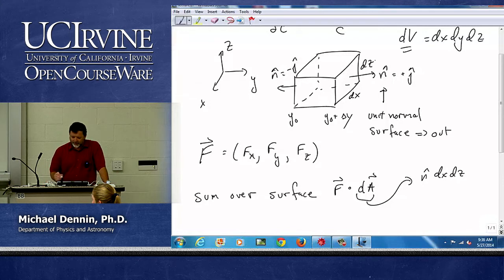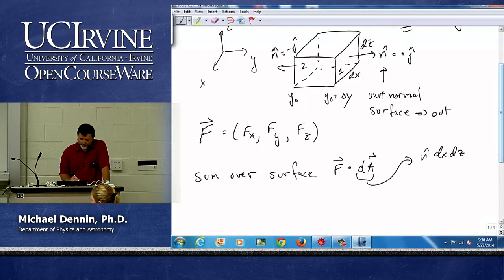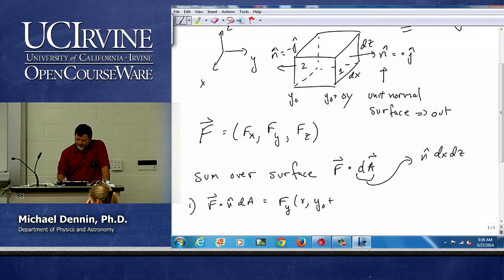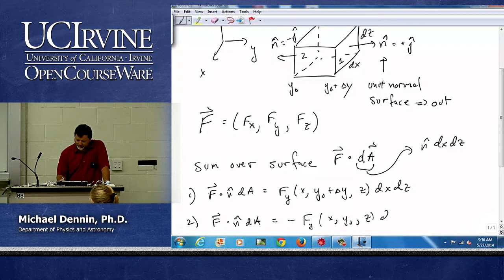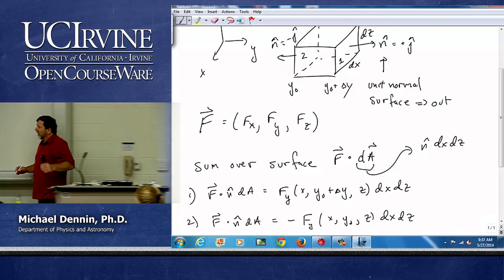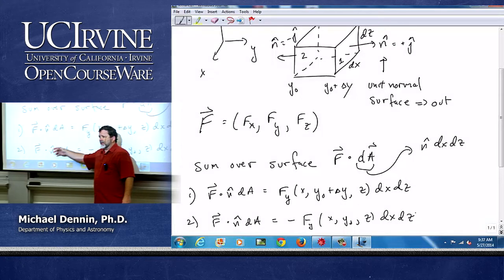And n hat is plus or minus j hat, so if I consider this to be surface 1 and this side to be surface 2, for those two surfaces, I get the following two pieces. For surface 1, f dot n hat dA is just f sub y, because I've dotted into j hat. It's evaluated at the point x, y naught plus delta y, z, and it's got a dx and a dz. And for surface 2, I take the same thing, and now I get minus fy of x, y naught, z, dx dz. And the key thing is the minus sign comes in because n hat is minus j hat.